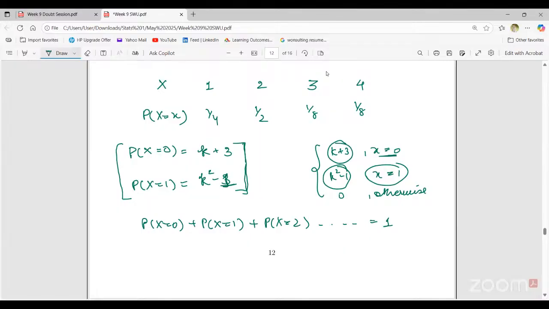No, this is not the CDF, right? This is just a PMF. These are the probabilities, right? Okay. I just got a little confused. So if it was a CDF, right?